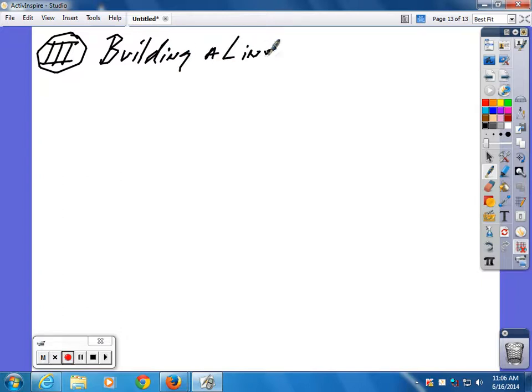And it's called graph using the slope and y-intercept. Building a line. And I tell students to use this method when y is by itself. So you can use method 1 or method 3 when y is by itself. But I also tell students that this is the best one to use when your slope is a fraction.